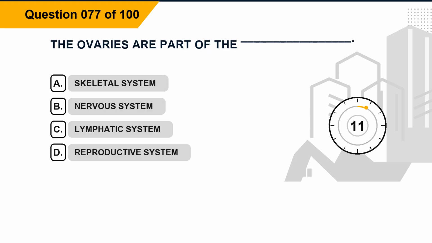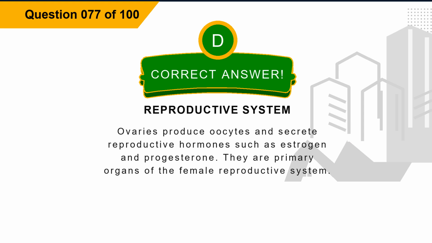Question 77. The ovaries are part of the blank. Option A, skeletal system. Option B, nervous system. Option C, lymphatic system. Option D, reproductive system. The correct answer is option D, reproductive system.